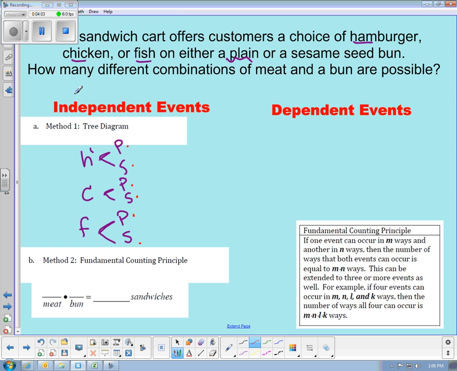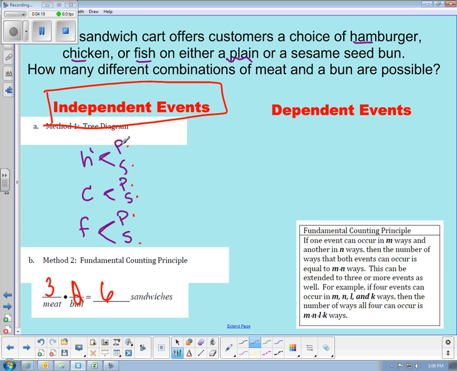So that would make this an independent event. They're independent of each other. And I need to look at how many options I have in each category. Well, for the meat category, I have 3. For the buns category, I have 2. And 3 times 2 gives me 6 possible sandwiches.